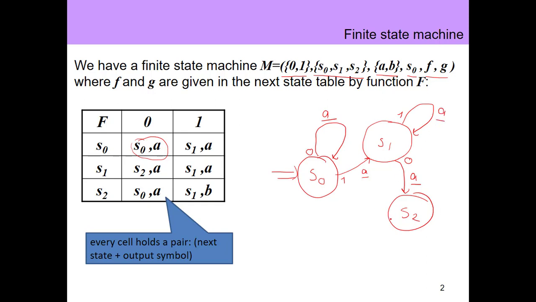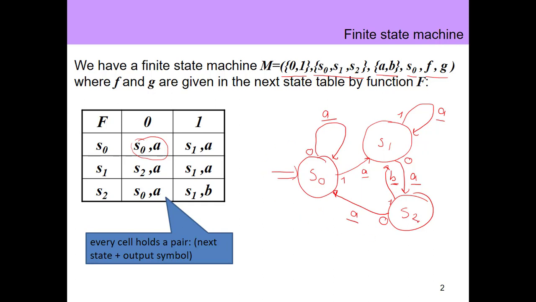So last one, if we are in S2 and we get a 0, we go to S0. So we get a 0 and we produce an A. And if we're in S2 and we get a 1, then we stay. Oh no, we don't stay. We go to S1 with a 1 and we produce a B.